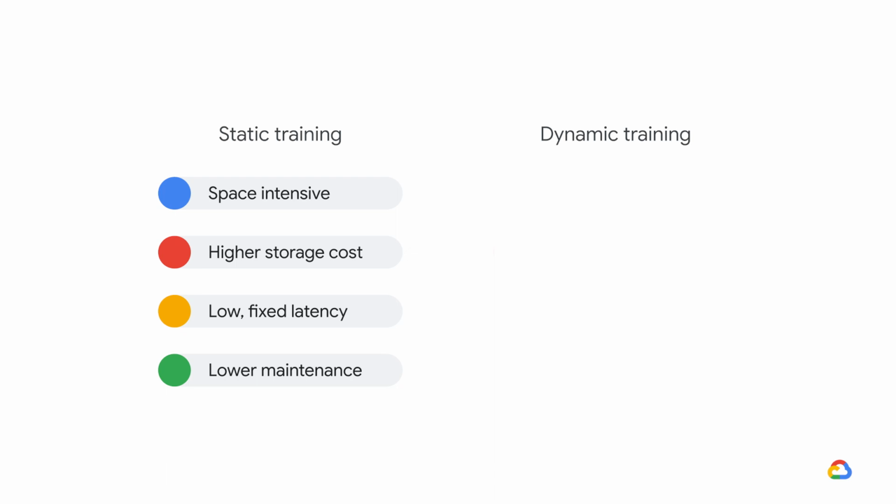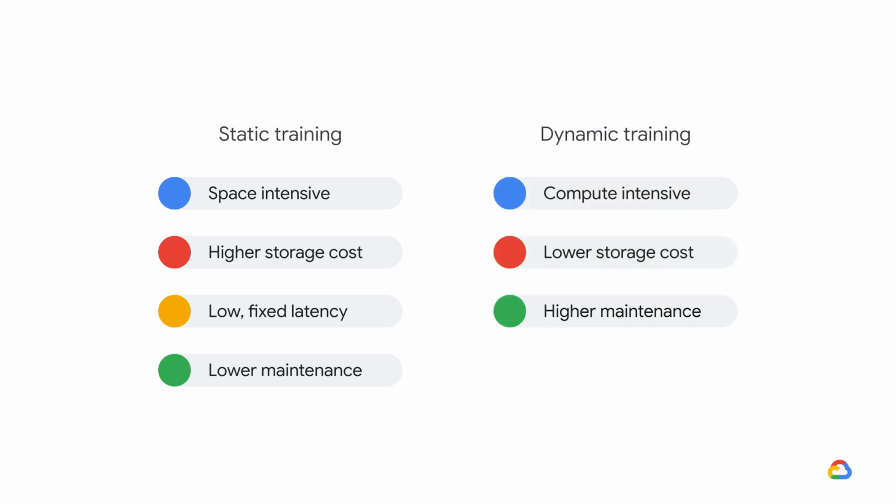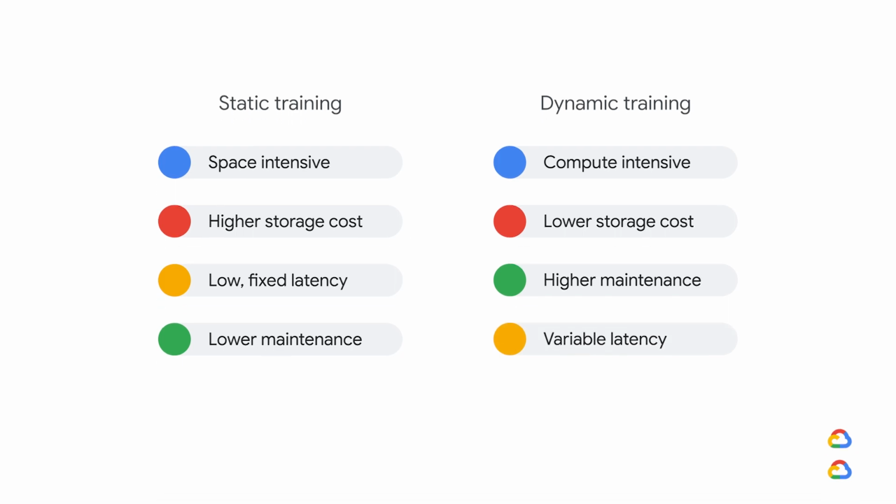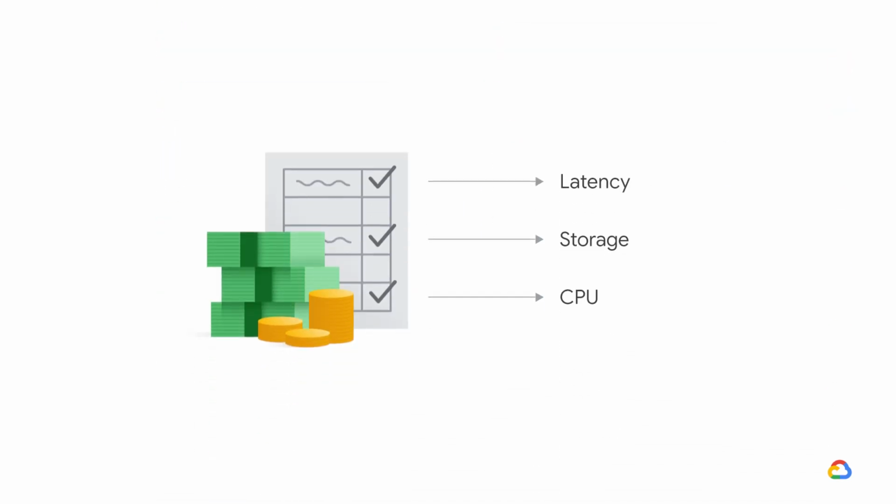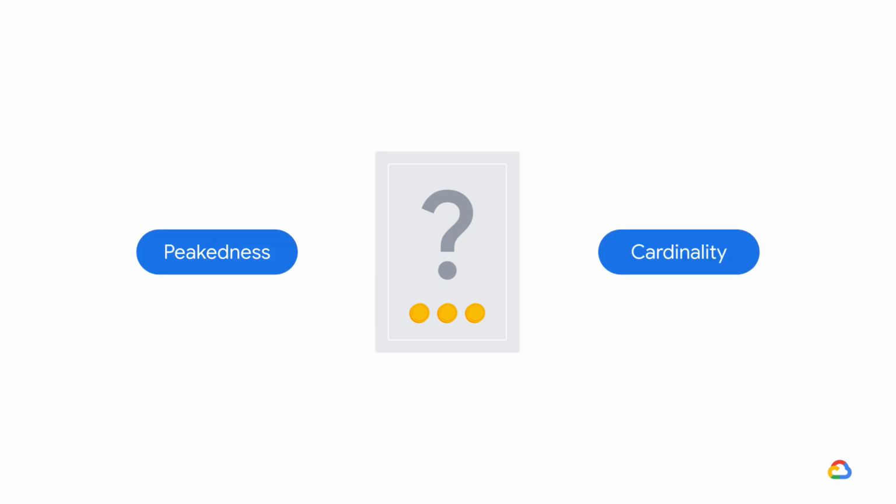Dynamic serving, however, is compute-intensive. It has lower storage costs, higher maintenance, and variable latency. The choice of whether to use static or dynamic serving is determined by considering how important costs are with regard to latency, storage, and CPU. Sometimes it can be hard to express the relative importance of these three areas. As a result, it might be helpful to consider static and dynamic serving through another lens: peakedness and cardinality.